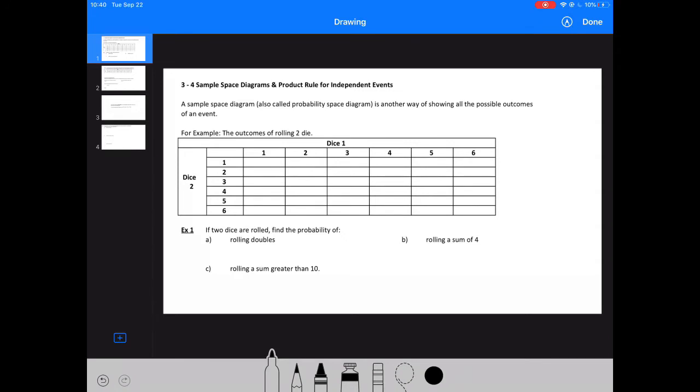For example, this is a sample space diagram of the outcomes of rolling 2 dice. So you could roll 1, 1. You could roll 1, 2, 1, 3, 1, 4, 1, 5, and 1, 6. Same thing if you roll a 2, and you can fill in all of the possibilities here. 2, 6. You should start to see some patterns emerging as you fill in all the possibilities in this sample space diagram. 4, 4.